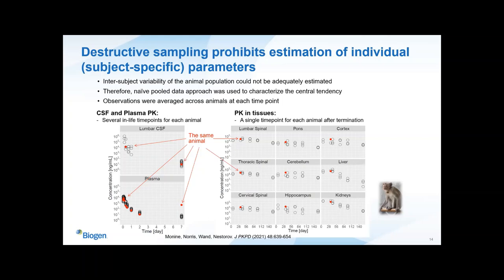That suggests that when we estimate the parameters of our model, we are not able to estimate intersubject variability. That means that the only approach we can use is a so-called naive pooled analysis that would estimate the parameters as average parameters, assuming that every animal behaves similarly to other animals.